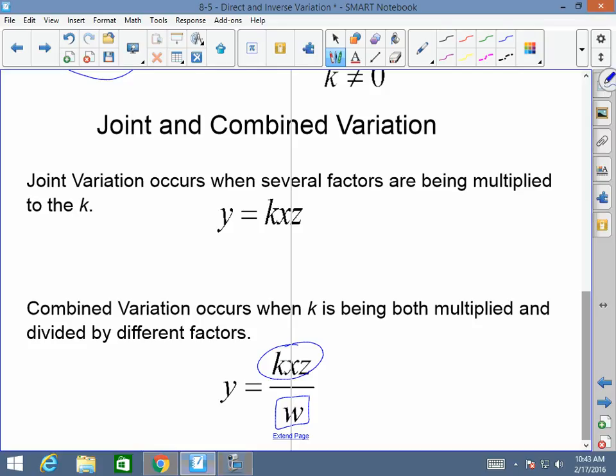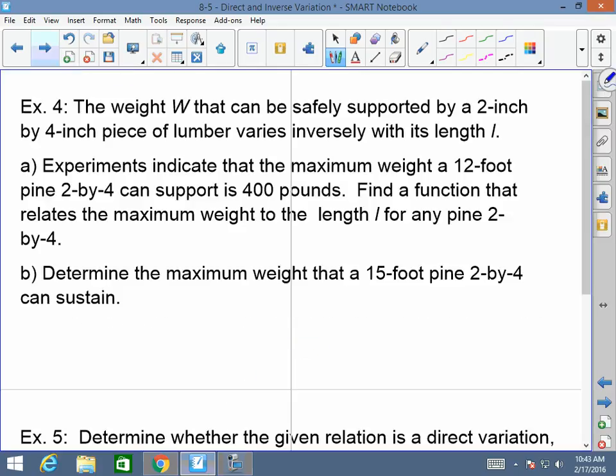Please be careful with this. This is where the majority of word problems come from. They use joint and combined variation. Are you with me so far? Any questions so far before we get to it? Okay, I tried. So let's try this.